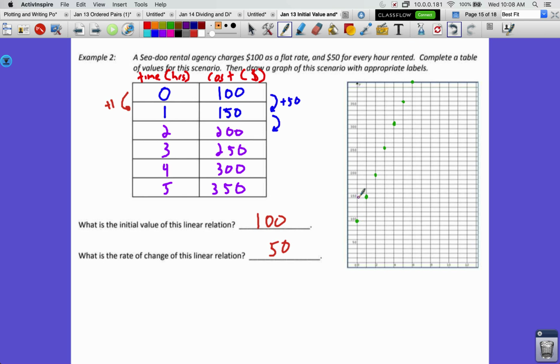So, it could be like a staircase like this. The lines could be on the other side, or it could still be connected with a straight line. So I'll just leave it as dots.